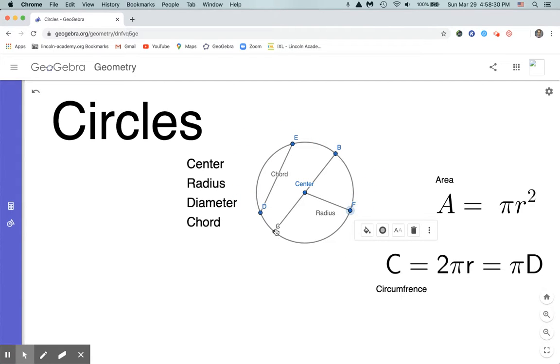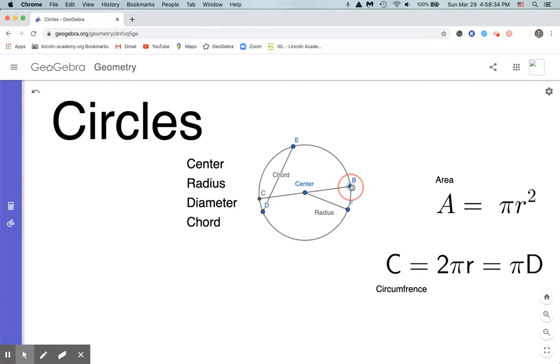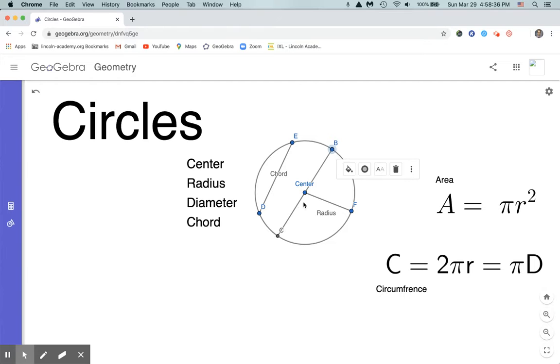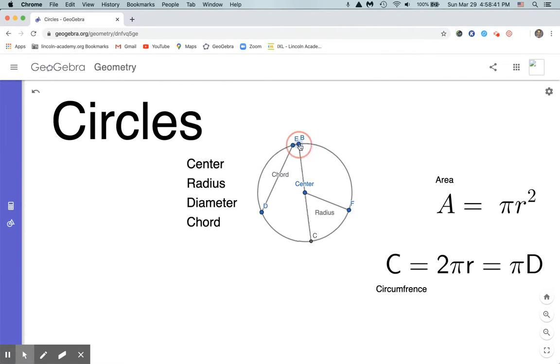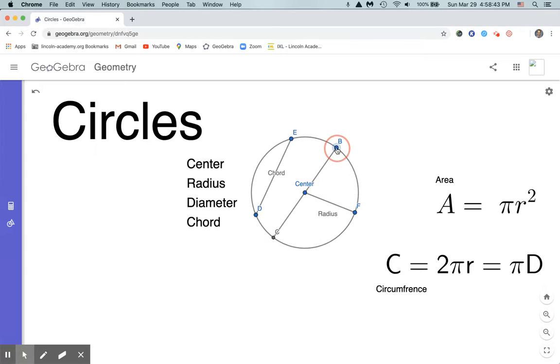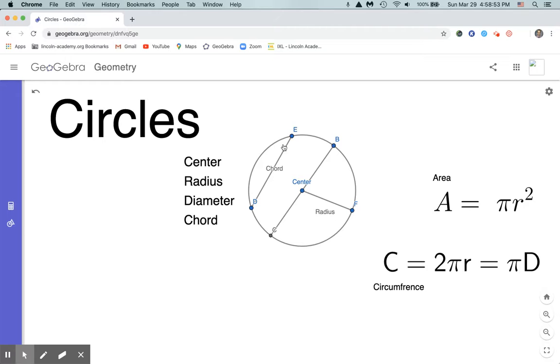If you double the radius or you go clear through the center, you get the diameter, but the diameter has to go through the center. If you notice, it's stuck in the center. It's going through the center. No matter how I form this circle, a diameter goes through the center. And then there are chords. Chords don't go through the center, but a chord is any line segment whose endpoints lie on the edge of the circle.